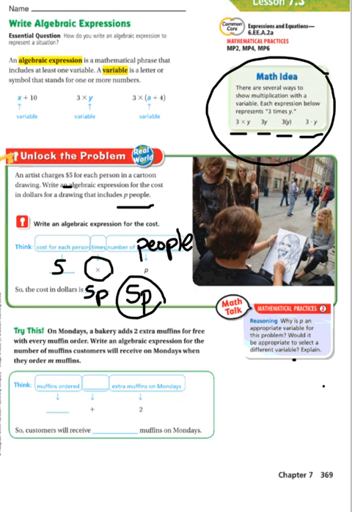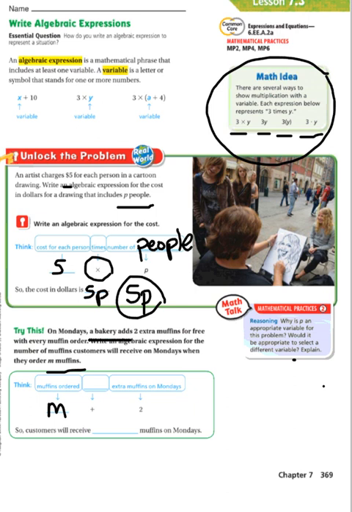Try this. On Mondays, a bakery adds 2 extra muffins for free with every muffin order. Write an algebraic expression for the number of muffins customers will receive on Mondays when they order m muffins. So m is going to stand for muffins. Muffin orders, m.